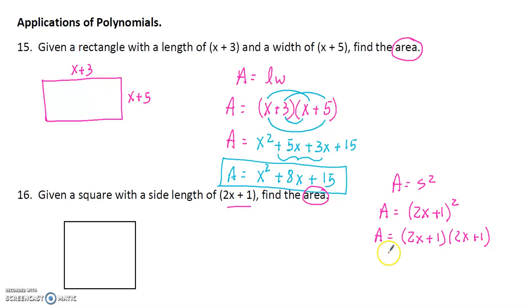Again, I could do FOIL, I could do the box, or this is one of those special cases because it's the very same thing. I could do the shortcut. So 2x times 2x, of course, will give me 4x squared. And the 1 times 1 will give me this plus 1 down here. But to get to the middle term, remember I'm going to say 2x times this. So 2x times 1 is 2x, and then double that. So that's going to be a positive 4x. So that's going to be my area for the square.